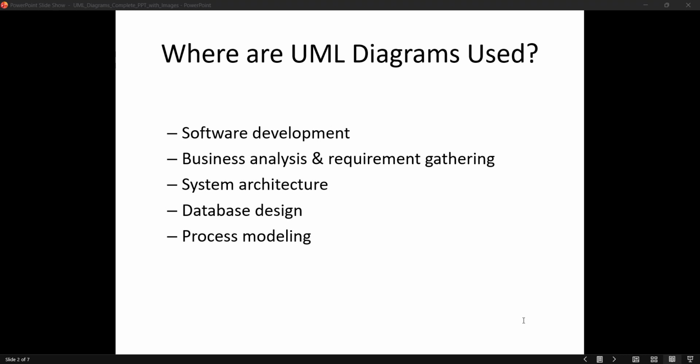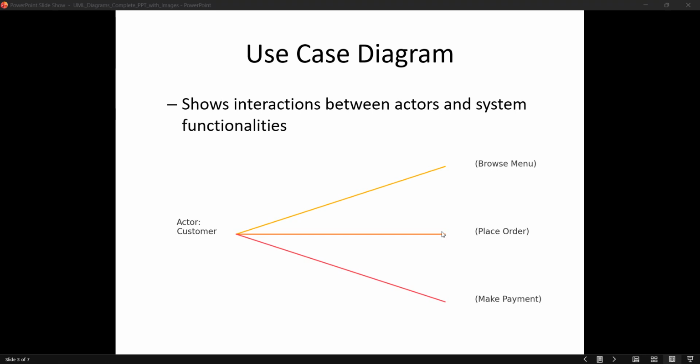So where are the UML diagrams used? They are used in multiple phases of software and business processes. They are valuable during requirement gathering, where the BA uses diagrams to visualize user interactions and system behaviors. Architects use them during system design. Developers use them to understand the logic and structure, and testers reference them to design better test cases. UML diagrams are also used for documenting the workflow, designing the databases, and explaining end to end system flows.